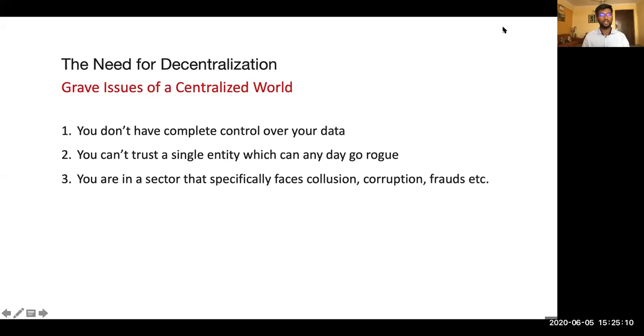So that is where a centralized entity creates a lot of problems, where you face collusion, corruption, fake receipts, bribery, where you face all of these things where people tamper. A very good definition would be a sector where people specifically have a lot of problems.